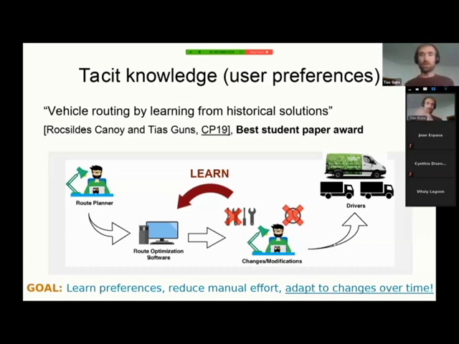So they have all of these types of tacit knowledge that we tried to formalize, and we tried to write it all down, but we failed. And that's why we thought, okay, maybe we can learn this. So the goal is to learn these preferences of how the vehicles should actually drive, so what the sequence of stops should be, so that we can reduce the manual effort.